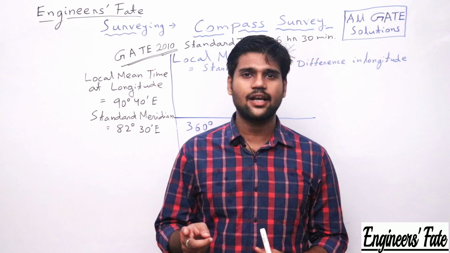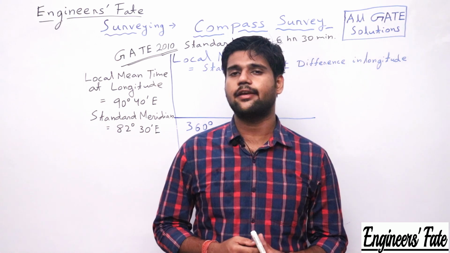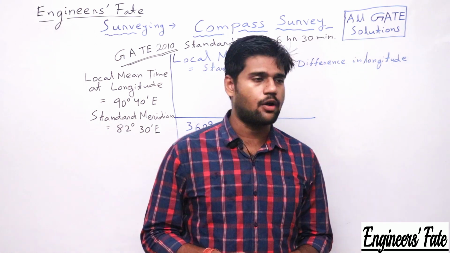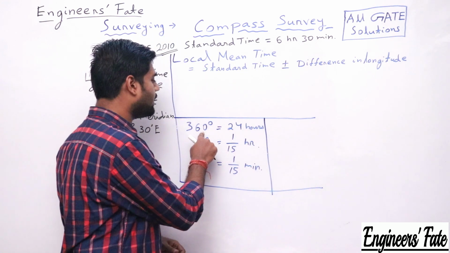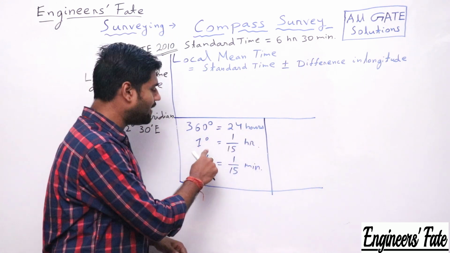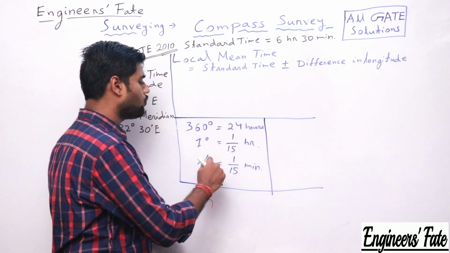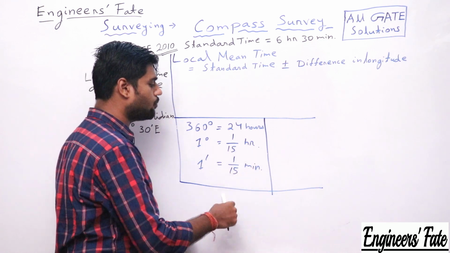Rotating about its own axis means 360 degrees. 1 day means 24 hours. So 360 degrees equals 24 hours. So 1 degree will be 1 by 15 hour, and 1 minute will be 1 by 15 of a minute.